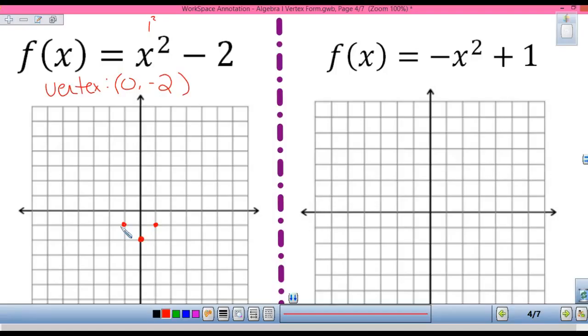Okay, if I'm plugging in 2, what's 2 squared? What is 2 squared? 4 minus 2.